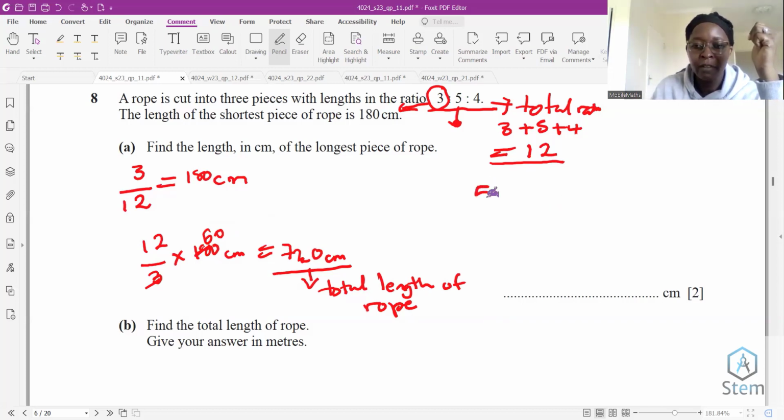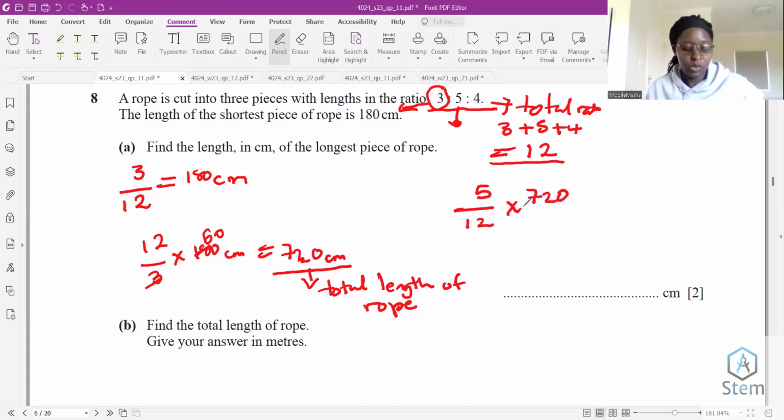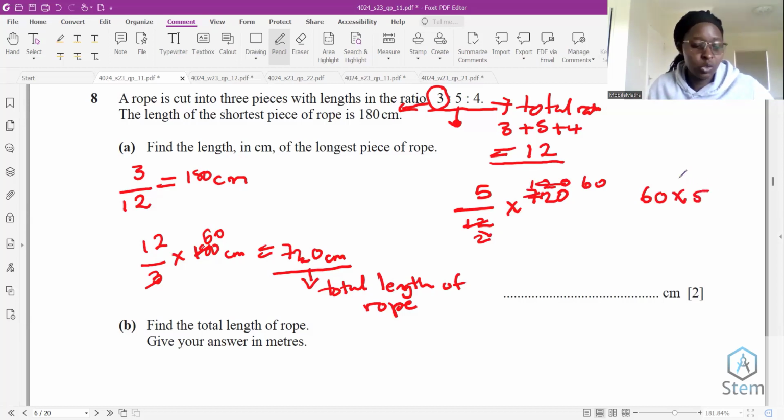So I can say 5 over 12 times my 720. Now I can say 720 divided by 12. If I do that, 6 into 12 is 2, 6 into 12 is 1, remainder 1, then 6 into 12, that's 20. So this is going to give me 60. Then 60 times 5, which should give us 300. So it means the longest length is going to be 300 centimeters.